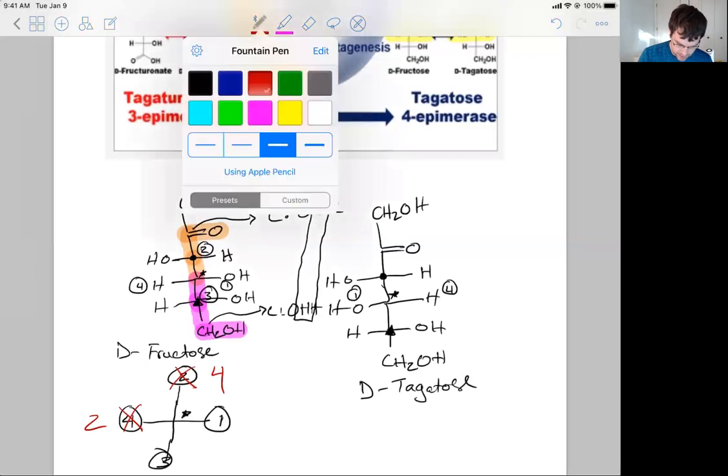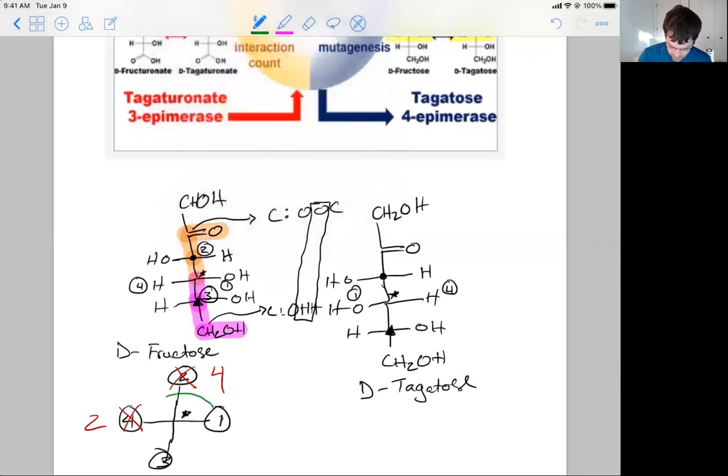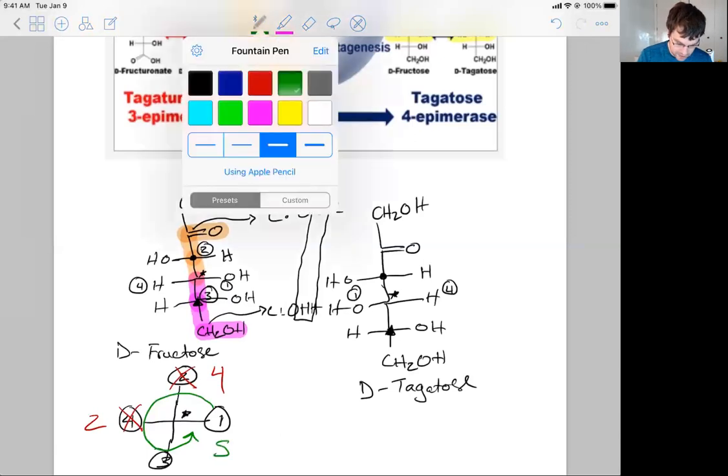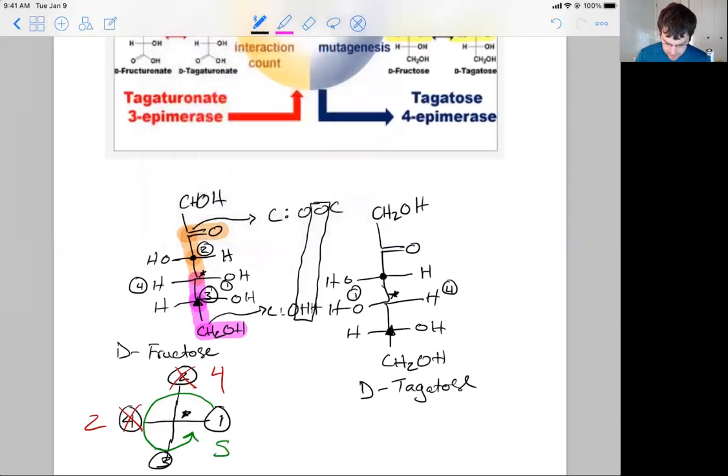So then when we connect, using our green arrow, we go from 1 to 2 to 3, ignoring 4 completely. It's like it's not even there. So that looks like it's counterclockwise, which is S, but we know that we have to take the opposite of whatever we get if we do that little switcheroo trick. And so we get the R configuration.